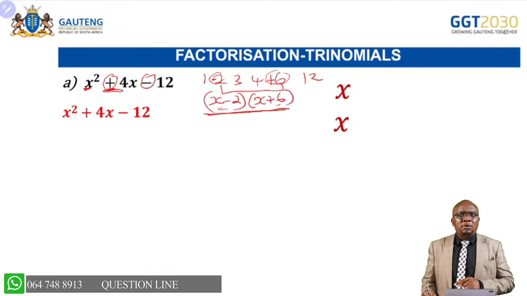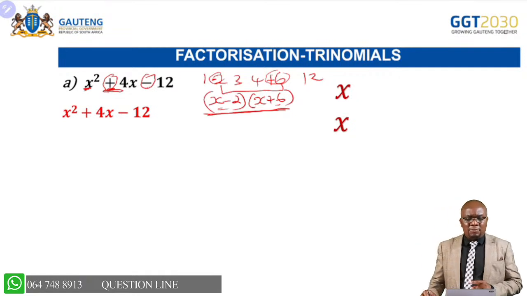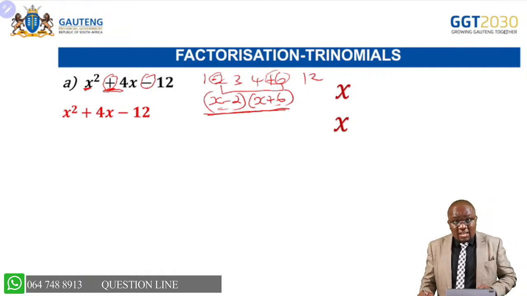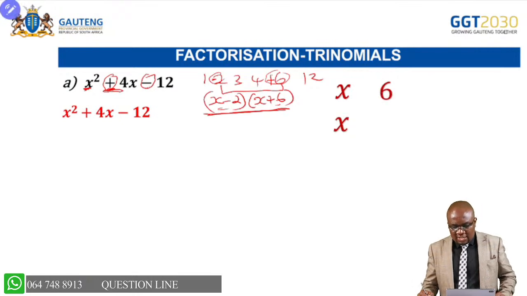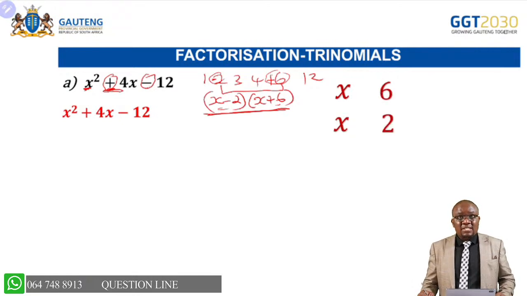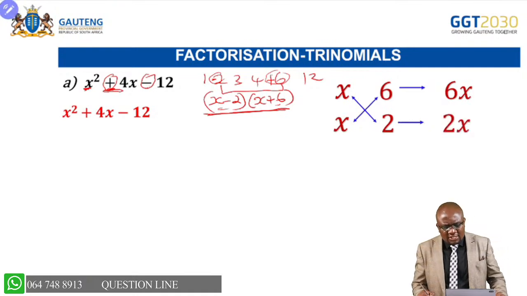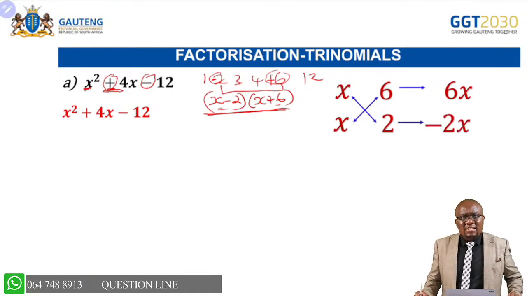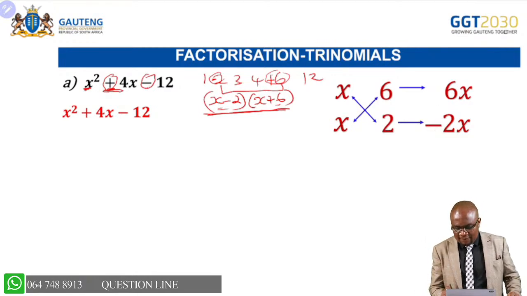Now, let's go to our long method because I want you to understand this method. So x for the first term, and for the last term, the constant, we picked 2 and 6. Cross multiply, then we get 6x, and then cross multiply, then we get 2x. Does 6x plus 2x give us 4x? No. So it means the other one must be negative, like here, negative 2x.